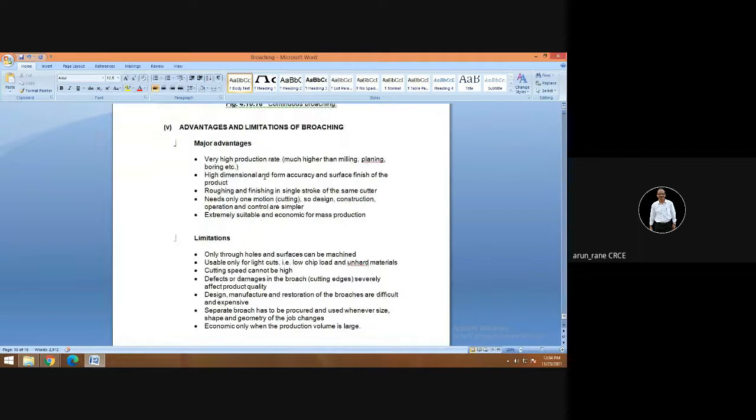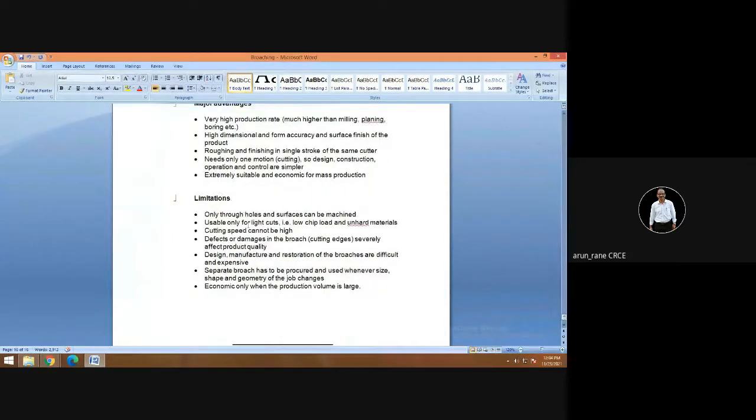Here the advantages and limitations of broaching are discussed, which you can go through. You have a very high production rate, accuracy is good, very fast, and so on. Then the limitations: you cannot do blind holes. The holes have to be through and through. Surfaces also cannot be blind. On surface broaching, you cannot do shoulders. Shoulder machining or shoulder broaching is not possible. So that is the biggest limitation. Again, only through holes can be done.